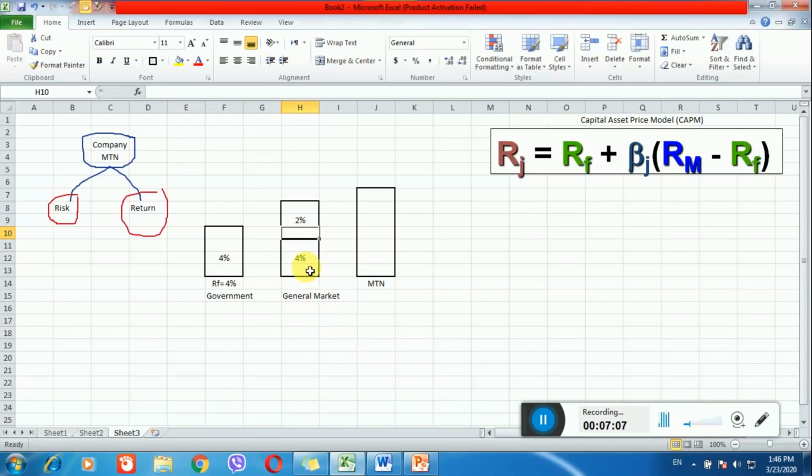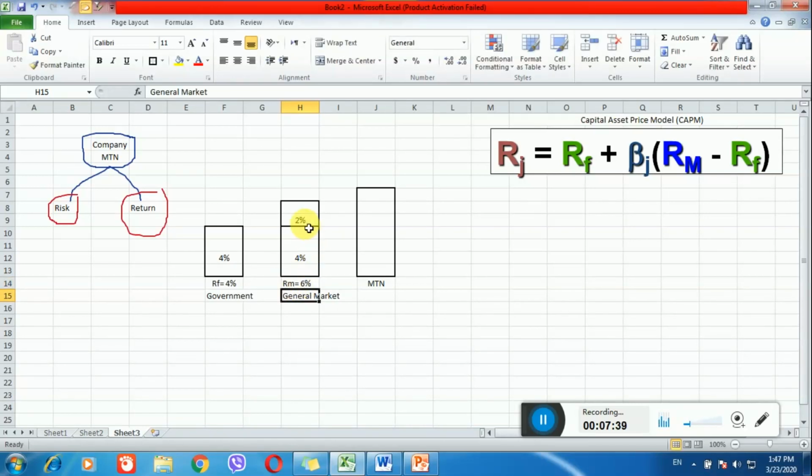The reason is that the general market is telling you that we are not like a government. We have some sort of risk. This means that in the general market there is a risk. The return on the market as a whole is 4% plus 2%, the 2% extra because of the risk, right? So in total, the general market, or RM, return on market, is equal to 6%.